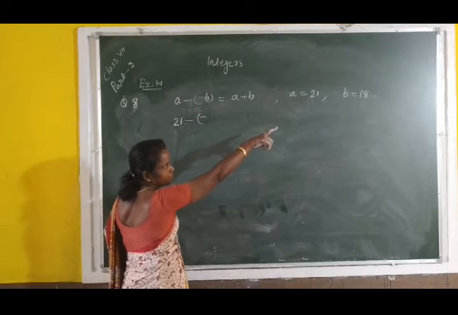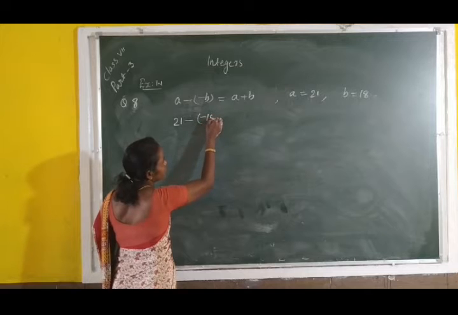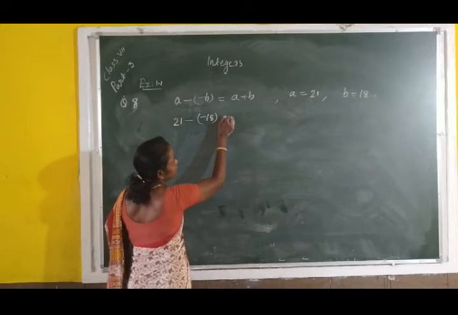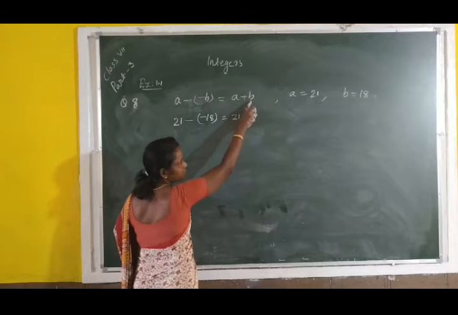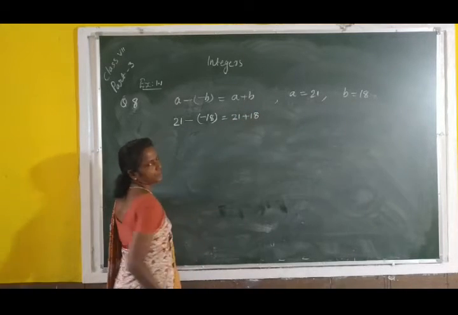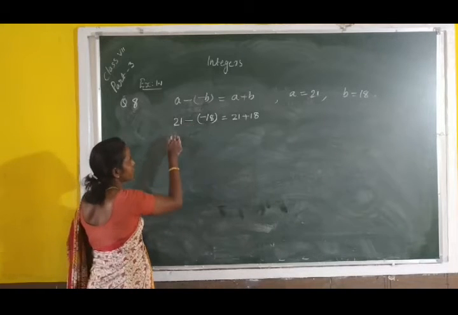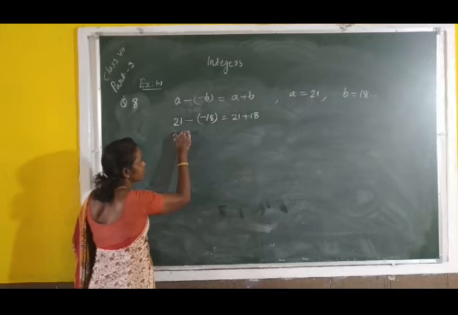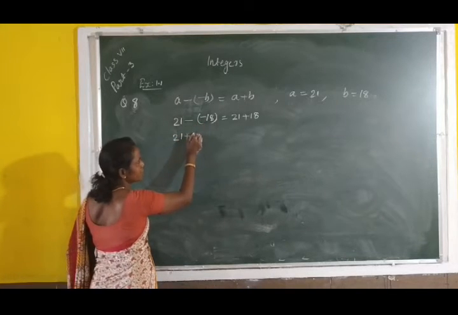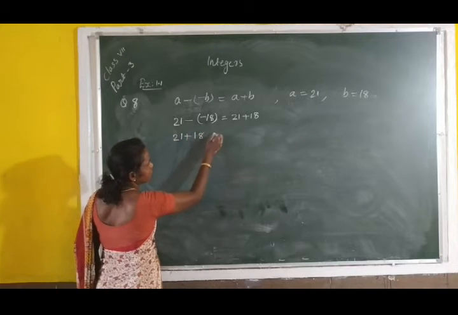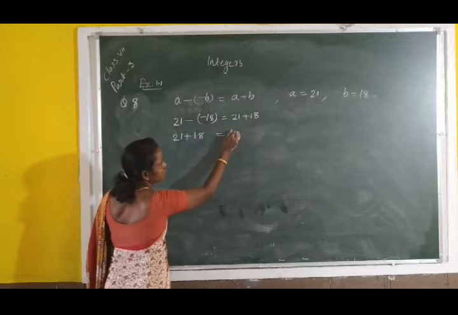Negative B means, which number is given? B is equal to 18. So here negative B means negative 18. Then A plus B, which number? 18. That's all. Here 21 minus negative 18. 21 minus negative 18 is equal to 21 plus 18, 39.